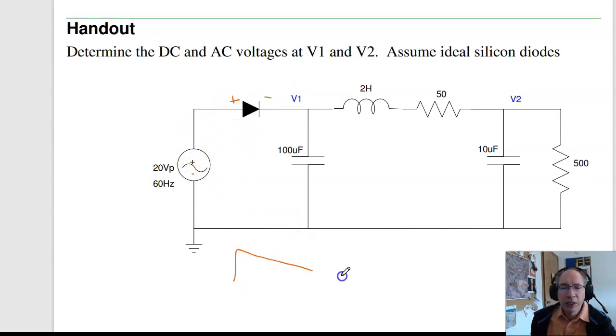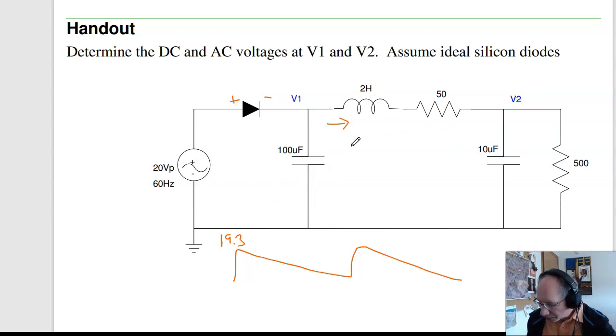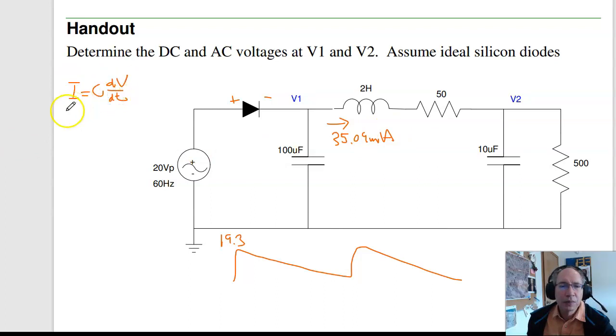V1 looks like this. The peak will be 19.3 volts. To find the current then, let's take 19.3 divided by the total resistance. 19.3 over 550 is 35.09 milliamps. From I equals C dV dt, I've got 35.09 milliamps.